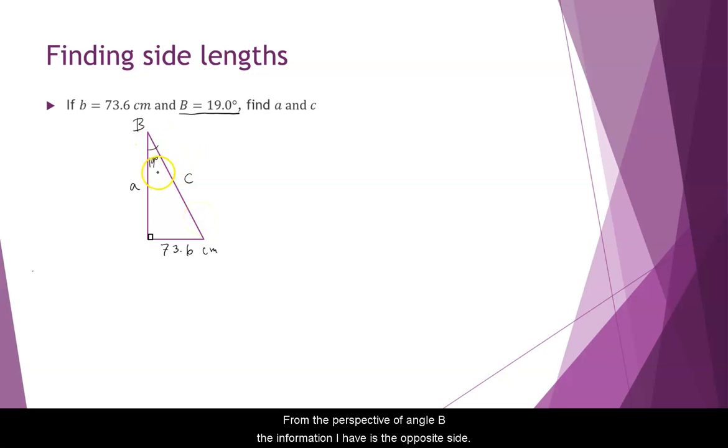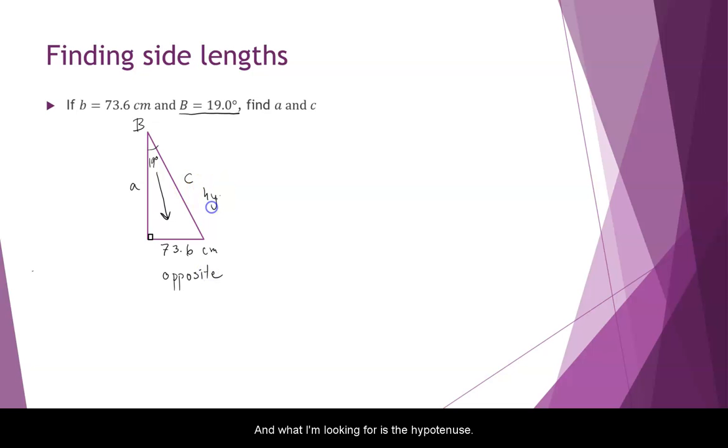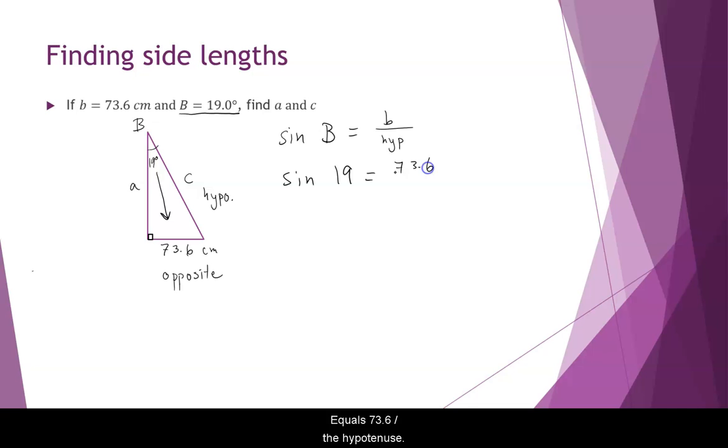From the perspective of angle B, the information I have is the opposite side, and what I'm looking for is the hypotenuse. Which trig function deals with opposite and hypotenuse? Sine. The sine of angle B is side length b over the hypotenuse. That means the sine of 19.0 degrees equals 73.6 divided by the hypotenuse, side length c. I want to solve for c.